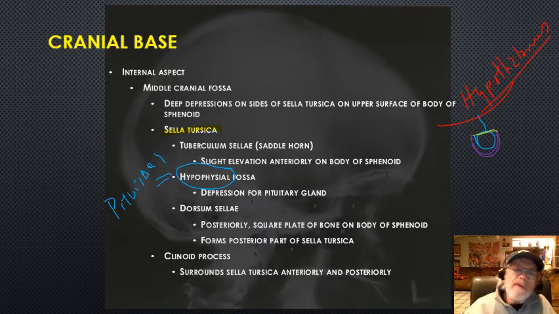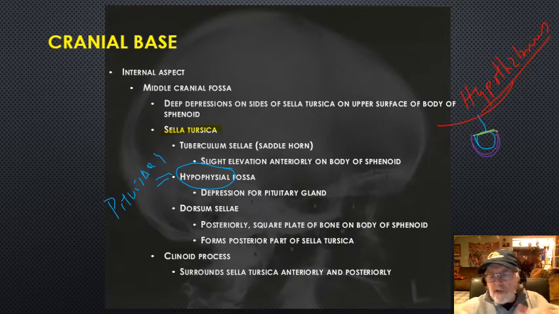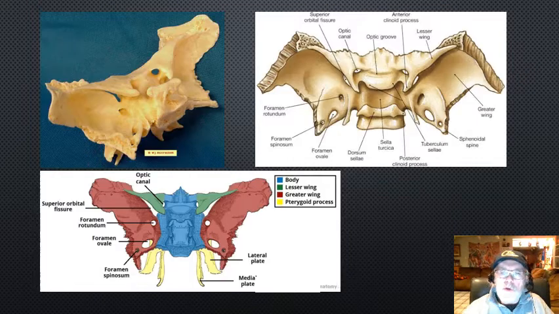There are some other parts of that Sella Turcica. There's the Tuberculum Sellae, which is basically a slight elevation anteriorly on the body of the sphenoid. I'll point these things out. The dorsum sellae is a little block on the back side. I'll show you that in a second. And these clinoid processes, which are like little handlebars. Let me show you what they are, so you'll see what these pieces are.